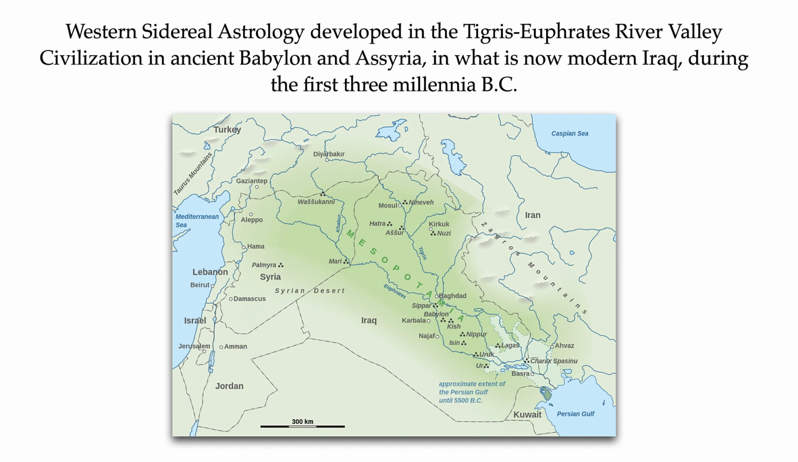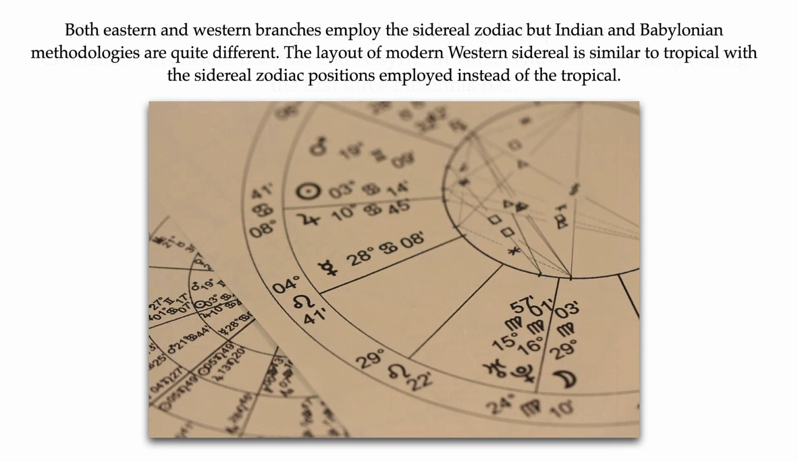The ancient Babylonians were the most conscientious stargazers and record keepers in the Near and Middle East. It's their records that have allowed ancient astrology to be unraveled. Both Eastern and Western branches employ the sidereal zodiac, but Indian and Babylonian methodologies are quite different. The layout of modern Western sidereal is similar to tropical, with the sidereal zodiac positions employed instead of the tropical.